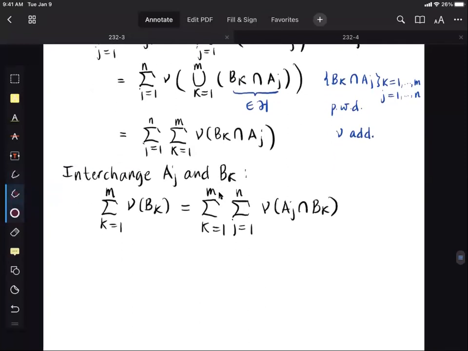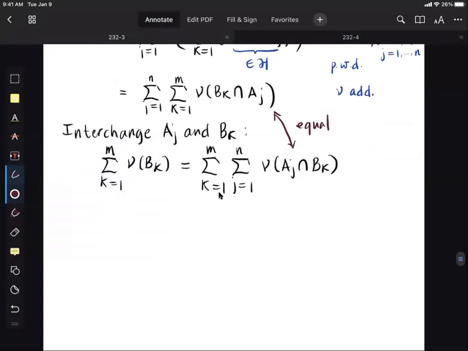Okay. Take note that this sum here is equal to the second sum. Here you use the fact that the sum is commutative and associative. Therefore, the order and the grouping with respect to the sum does not matter. Hence, these two double summations are the same. And with that, we can now conclude that the content of the A sub j's, j from 1 to n, is the same as the content of the B sub k's, k from 1 to m.